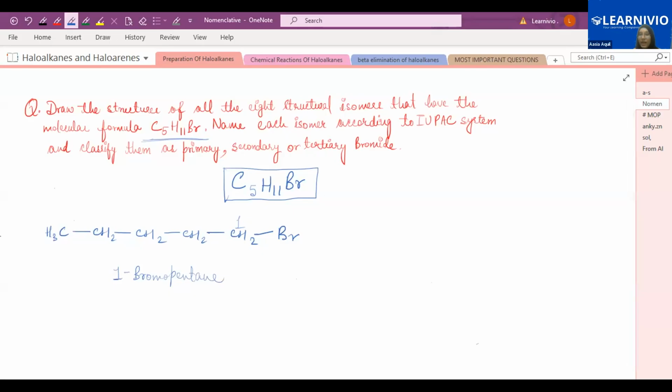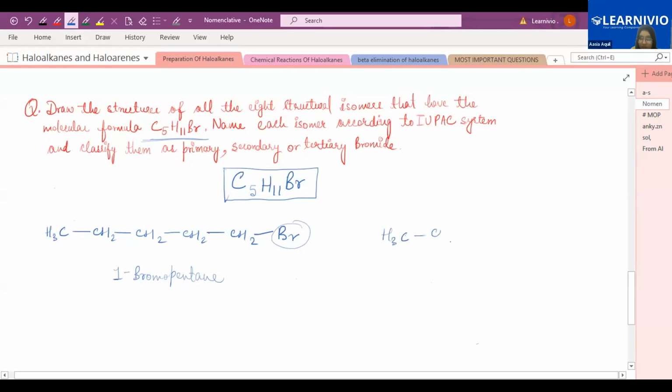Now, the second isomer: how to draw the structure of the second isomer. Just shift this. Now you can see in the first isomeric form, the bromine is attached to the first carbon, right? Now shift this bromine from the first carbon to the second carbon. So what will be the structure?